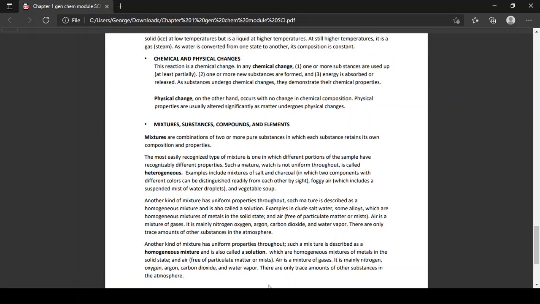Okay, kids, let's review. Our mixtures: heterogeneous and homogeneous mixtures. When it is not uniform throughout, what is it? Heterogeneous. When it is uniform throughout, homogeneous mixture. Kids, foggy air is an example of what? Heterogeneous mixture. It's a combination of two or more pure substances. What do we call it? Mixture. A mixture of two or more.